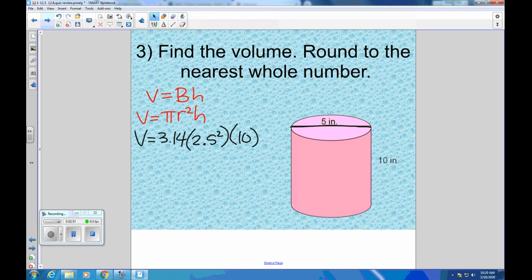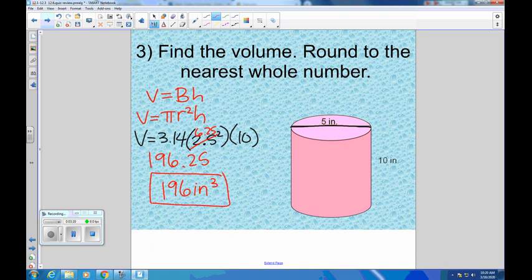I have to do exponents first, so I'm going to take 2.5 squared, and that's going to give me 6.25. Now I can multiply those all together. I take 3.14 times 6.25 times 10. And I get a volume of 196.25. But it says round to the nearest whole number. So the nearest whole number is 196, and it's volume, so it's inches cubed.